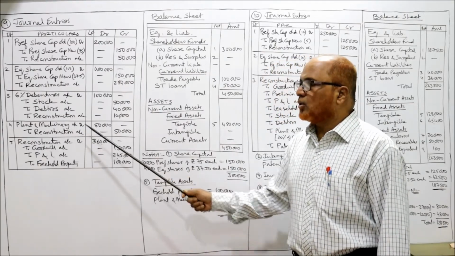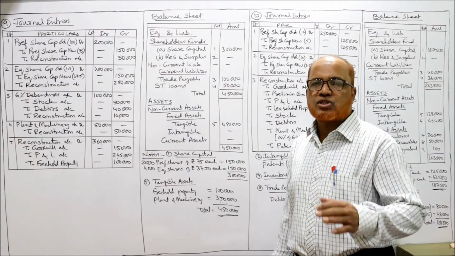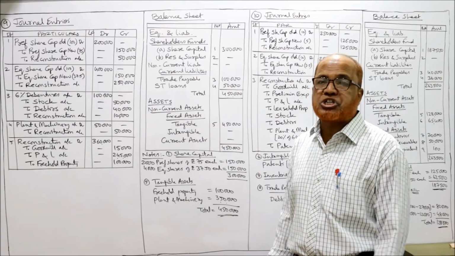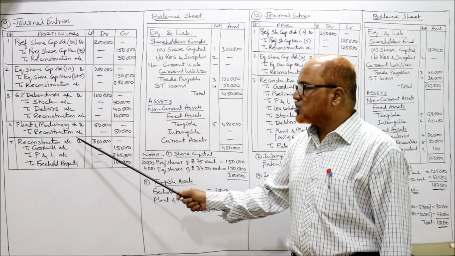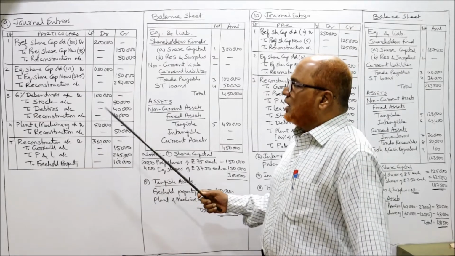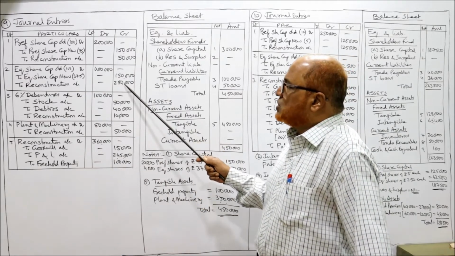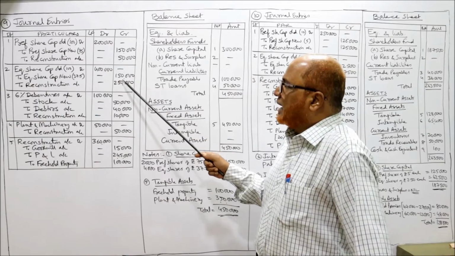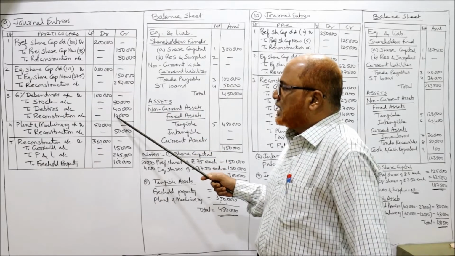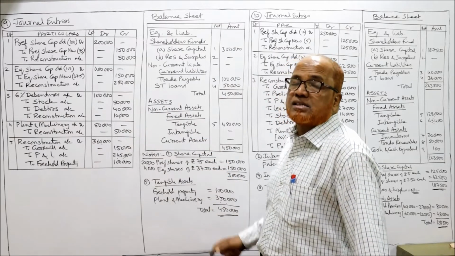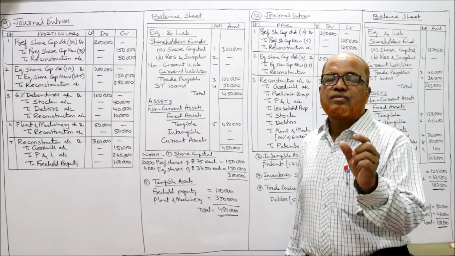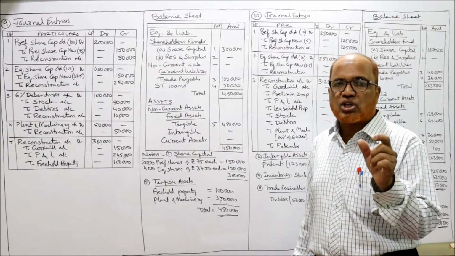Plant and machinery account debit to reconstruction. The value of plant and machinery has been increased, appreciated. Then reconstruction account credit 3,60,000. Now you can see reconstruction account 50,000, 2,50,000. So 3 lakh. 3 lakh plus 10,000, 310. 310 plus 50, 3,60,000. Now we are having a total of 3,60,000 in reconstruction account.